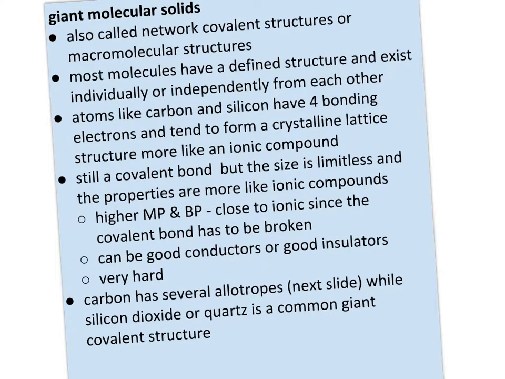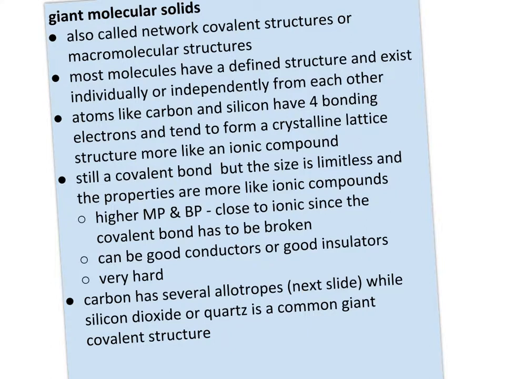And then a third type of structure to mention is this idea of giant molecular solids. They're also called network covalent structures or macromolecular structures. And no matter which name you go with, the idea is that these are very different covalent bonds. And in fact, they have some covalent character to them, and they also have a lot of ionic character to them.